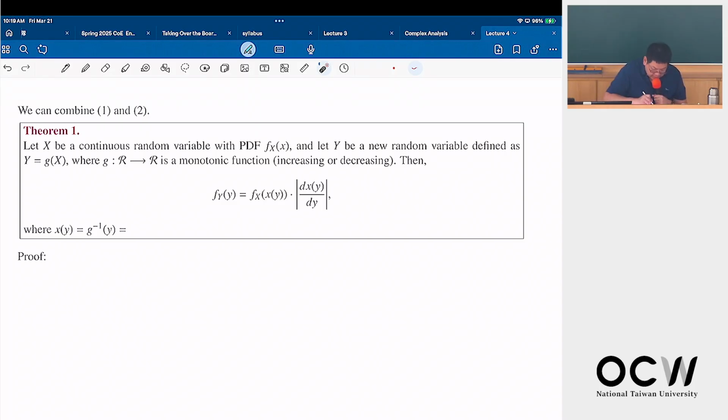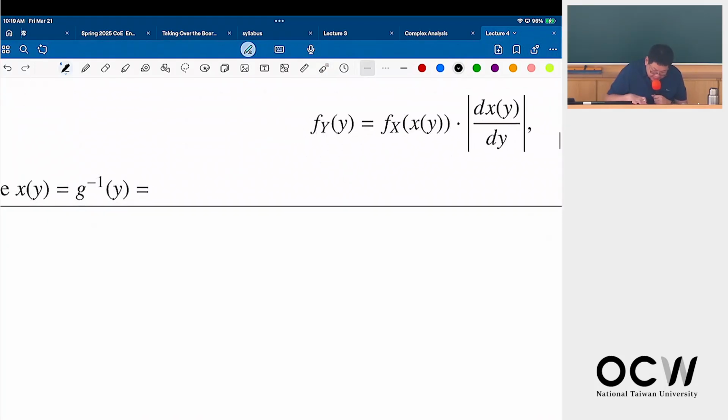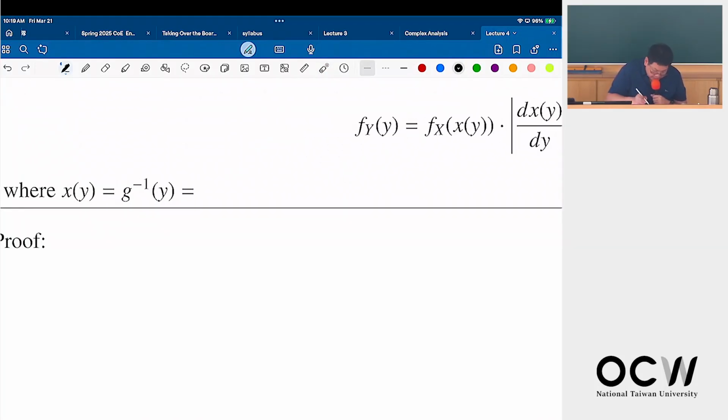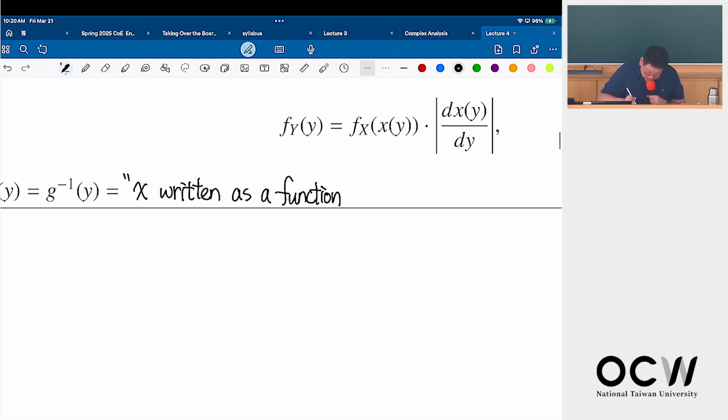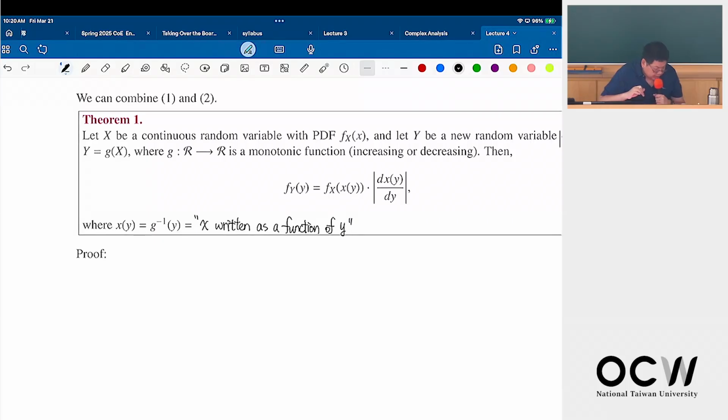And what is x of y? X of y is the g inverse of y, the x written as a function of y. This is also our second method, the direct method, to find our PDF.